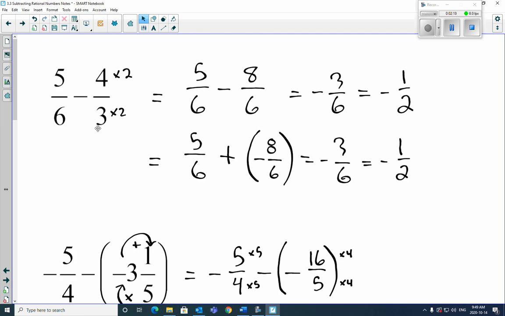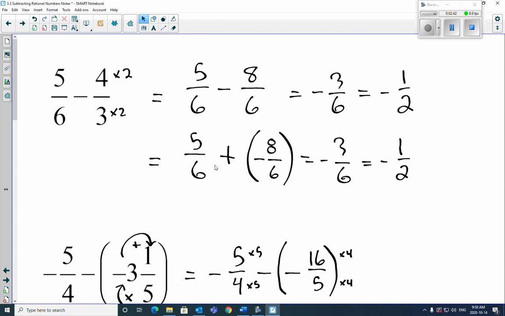There we go. 5 over 6 minus 4 over 3. We need a common denominator. Now, 12 would work, 18 would work, but we always look for the lowest one. So 6 is what we want in this case. 5 over 6, we don't need to change at all. But 4 over 3, if we multiply the denominator and the numerator by 2, we'll end up with 8 over 6. So we end up with 5 over 6 minus 8 over 6, which is negative 3 over 6, which reduces down to negative 1/2.